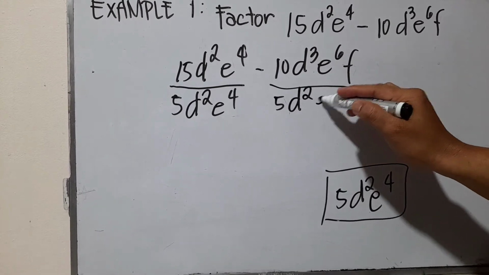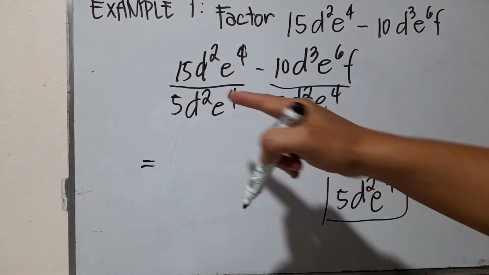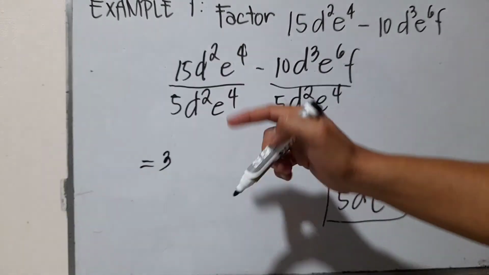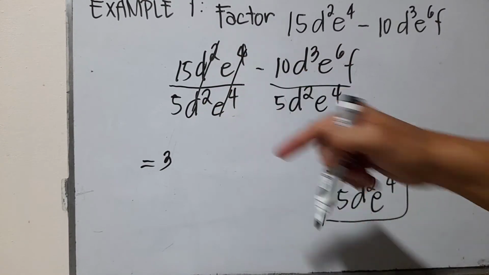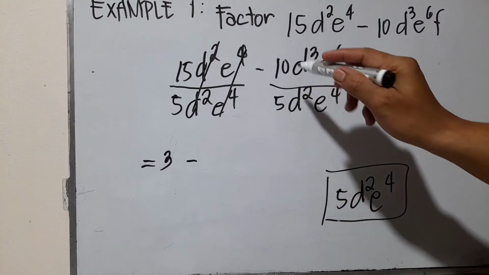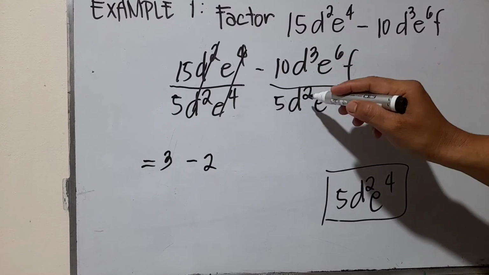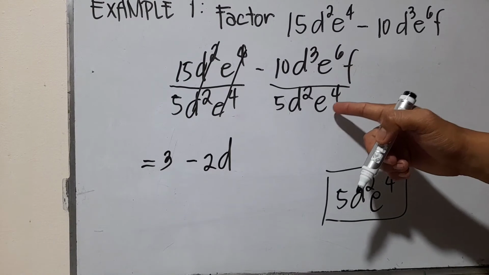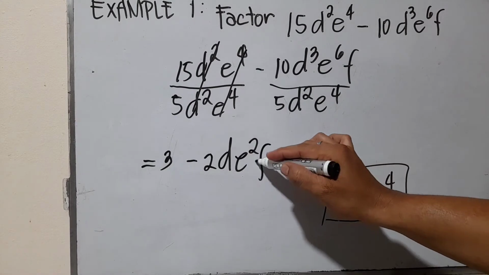So the result is, when I say divide, 15 divided by 5, we have 3. And 5d square e to the 4 divided by itself cancels out, so this is equivalent to 1. Then minus 10 divided by 5, we have 2. Then d cube divided by d square, we have d. And e to the 6 divided by e to the 4th, we have e square. And then f is left.